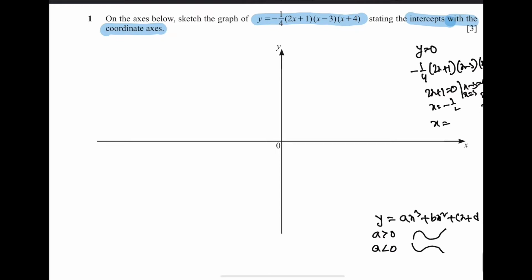So if I use x equals 0, y will be minus 1 by 4, (2 times 0 plus 1), that will be 1, (0 minus 3), into (0 plus 4), 4. The 4s cancel, that is 3.